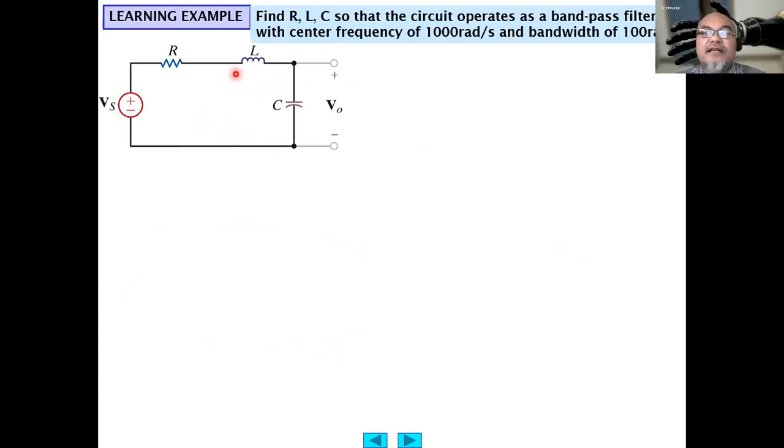Another example, we have a series RLC circuit. Now we want to operate it as a band pass filter. I believe you have also done band pass filter in module 4 of electrical circuit lab. Now the center frequency is 1000 radian per second. It means the center frequency becomes the resonance frequency. The bandwidth is 100 radian per second. So from these two pieces of information, you can calculate the quality factor Q. You have the Q and you have the omega 0, so you can then calculate the RLC.